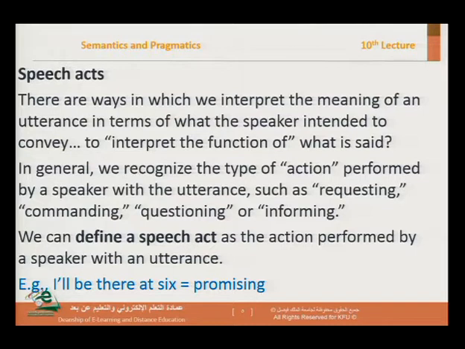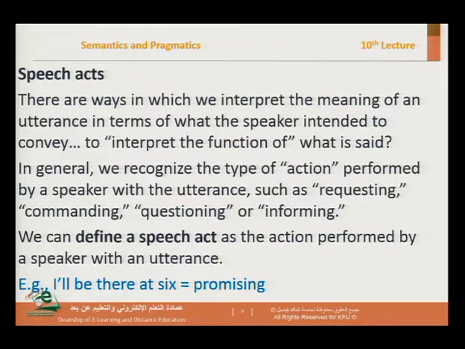So, for example, if you say, "I'll be there at 6 p.m." What are you trying to do here? You are making a promise, right? So there is an action beyond the pronounced utterance. It's not just a sentence that has a subject, a verb to be, a place and time. You're performing something. You are making a promise. That promise will also influence other people. Other people will come there at 6 because you said that you will be there at 6. Okay? You following this idea?